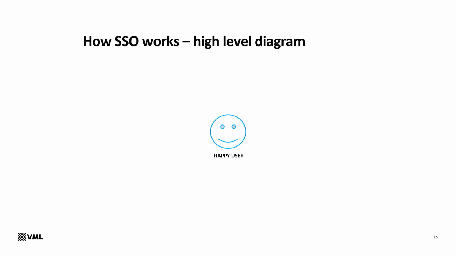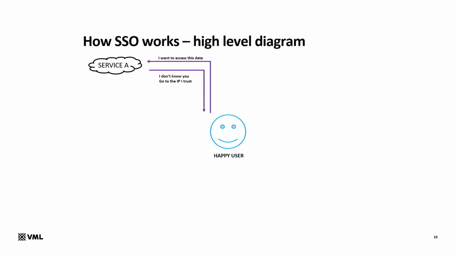So if we have a happy user and some service, I'm not sure if you can read that, but the user wants to access the service. The service tells the user that he needs to go to an identity provider, because that service is not responsible for authentication. And it's important here that the service tells the user to go to the identity provider that the application trusts. So basically the user is redirected to the identity provider where the service is registered.